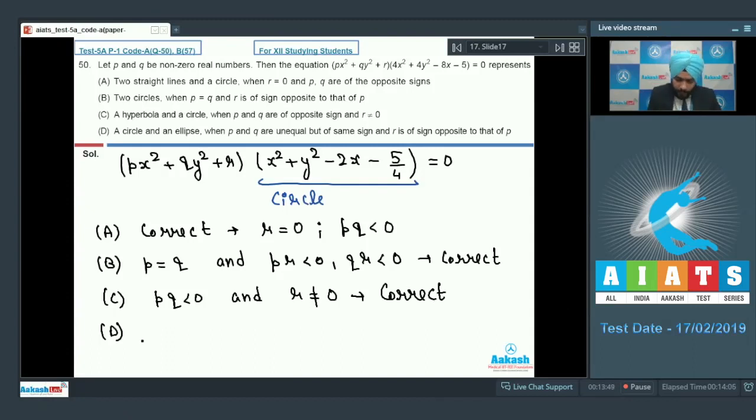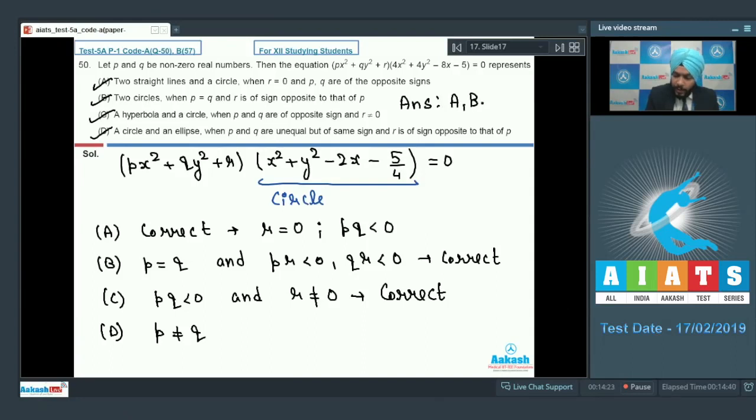D option: ellipse. So p not equal to q, because p equal to q is the condition for a circle, this is the condition for an ellipse. p not equal to q, simple. And they are of the same sign. Obviously, they have to be the same sign, either both positive or both negative. And r is of the opposite sign to that of p. That is also true, because that is also the condition of the circle over there. So only one difference in the condition of circle and ellipse: p equal to q for circle, p not equal to q for ellipse. All the four options are correct. Answer A, B, C, D.